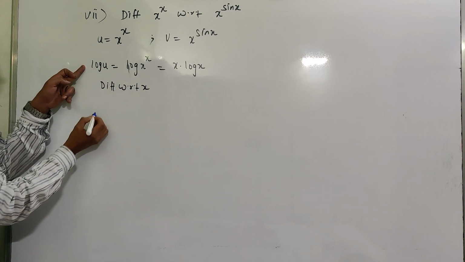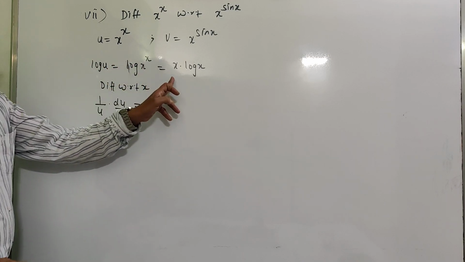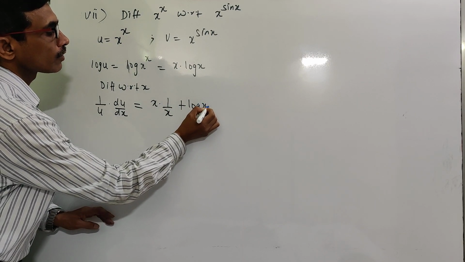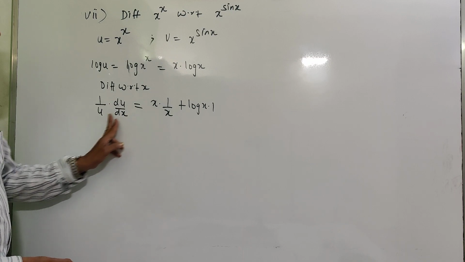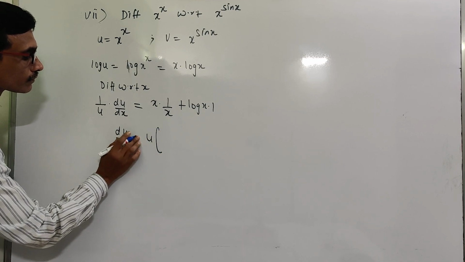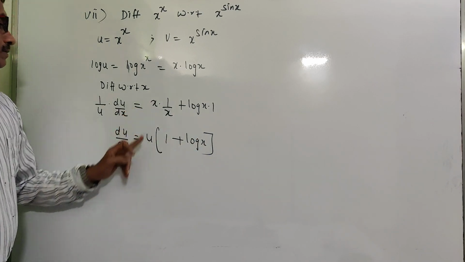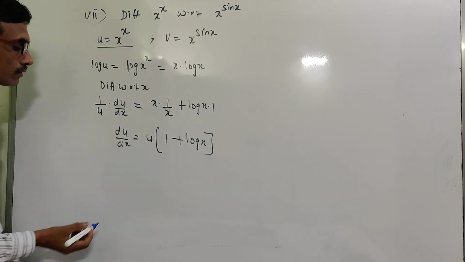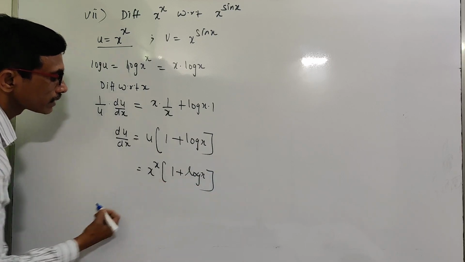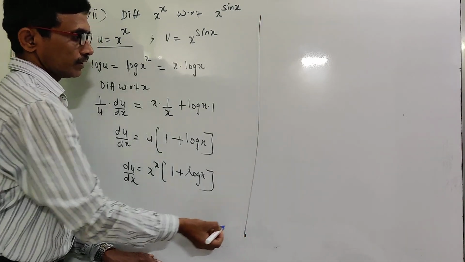the derivative of the left side is 1 upon u into du by dx, and on the right-hand side there is a product, so x times derivative of log x plus log x times derivative of x, which is 1. And taking cross multiplication, du by dx is equal to u into 1 plus log of x. We substitute u is equal to x raised to power x, so x raised to power x into 1 plus log of x, that is our du by dx. Then we require dv by dx, so we find dv by dx.